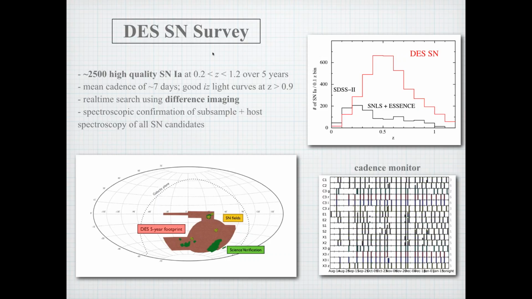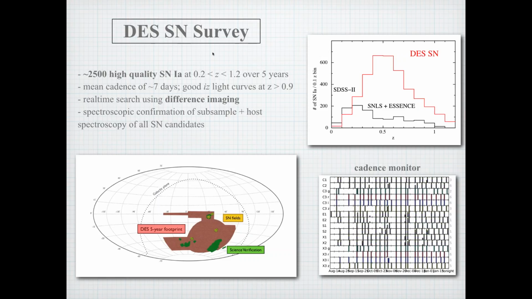Okay, so a little bit more about the supernova survey. If you take those 8 shallow fields and 2 deep fields that make up about 30 square degrees on the sky, and you study that for 6 months every year for 5 years, you end up with about 2,500 really high-quality type Ia supernova light curves between a redshift of 0.2 and 1.2.